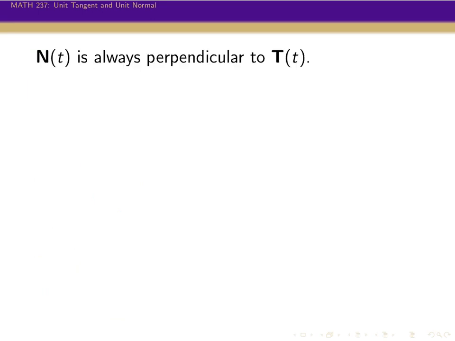And that's actually not just special about this example, moving on a circle. This always has to happen. The unit normal vector is always going to be perpendicular to the unit tangent vector. Okay, and let me give you a couple different arguments to see what this is doing. So the first one, let's make the first one sort of more geometric.